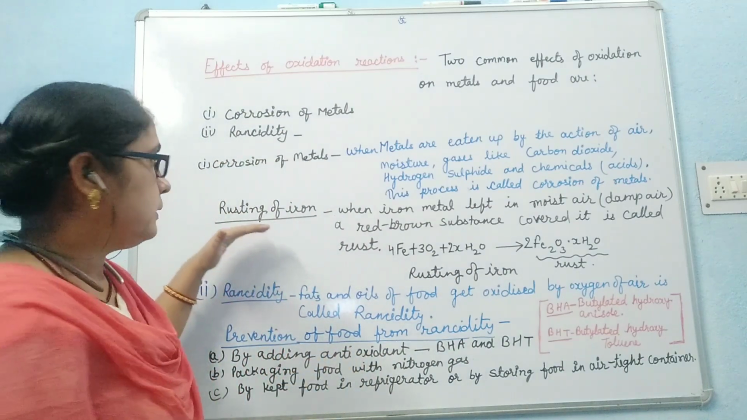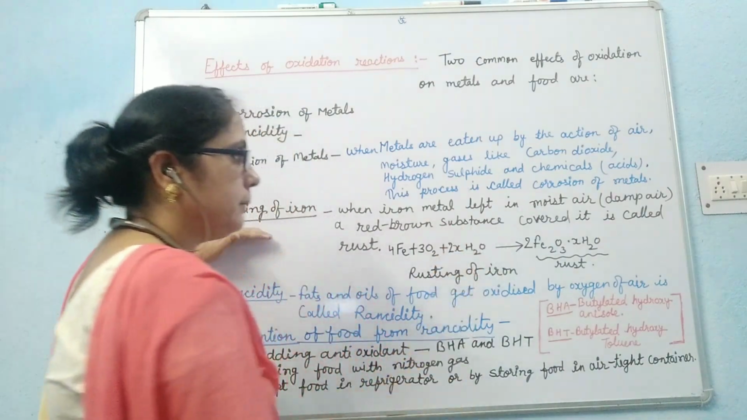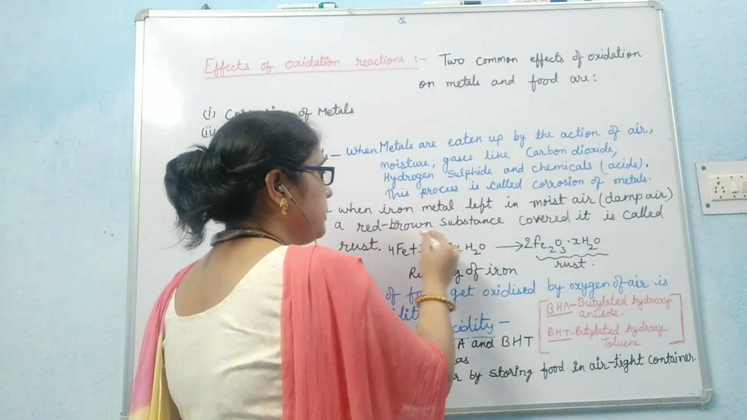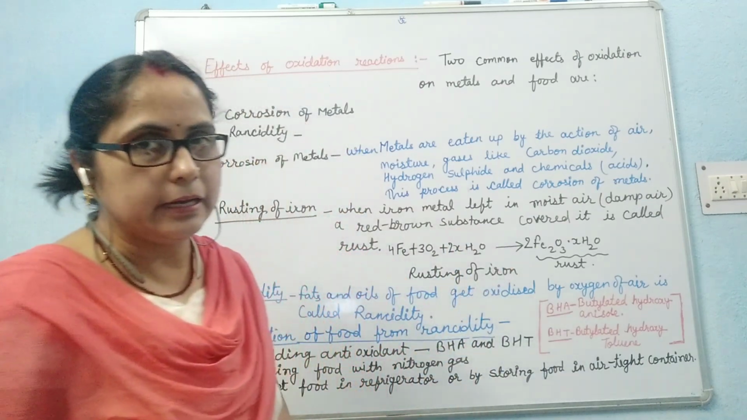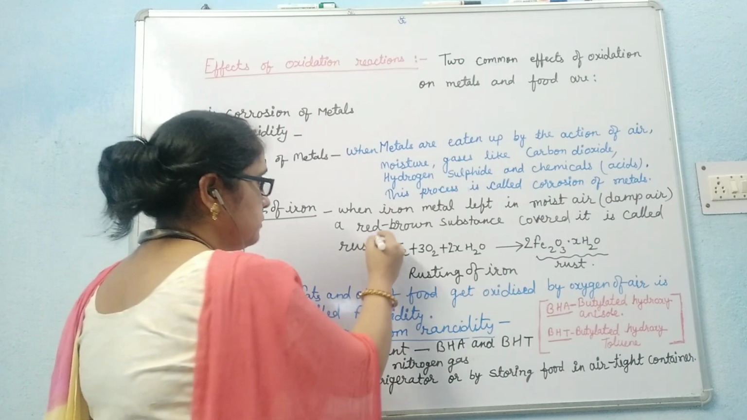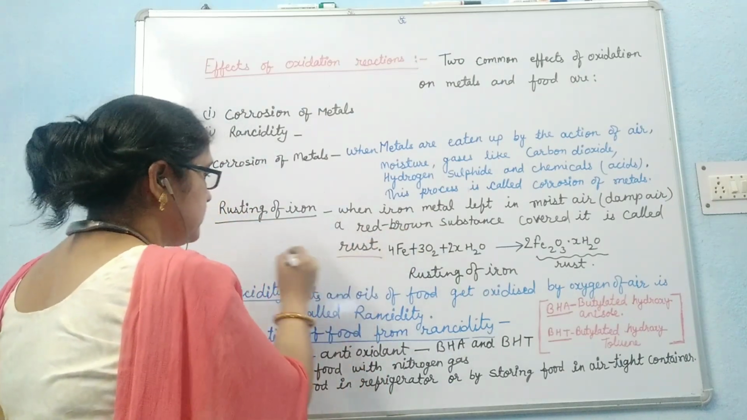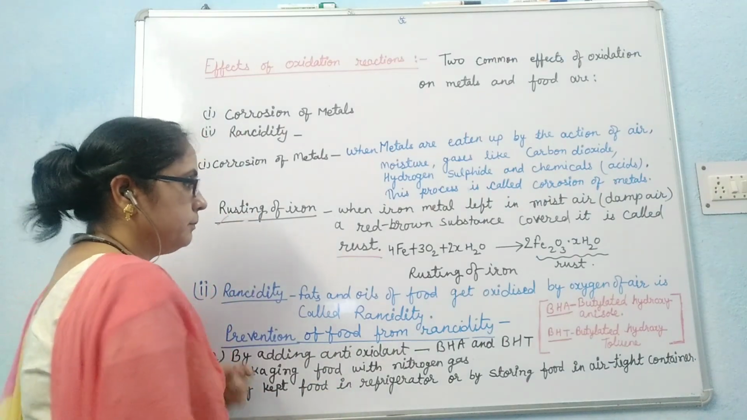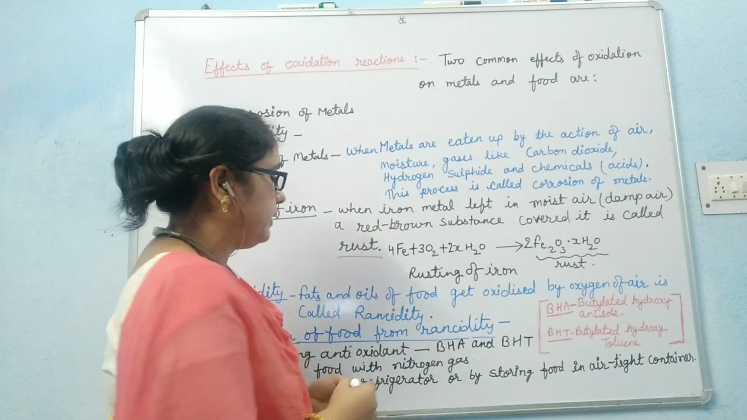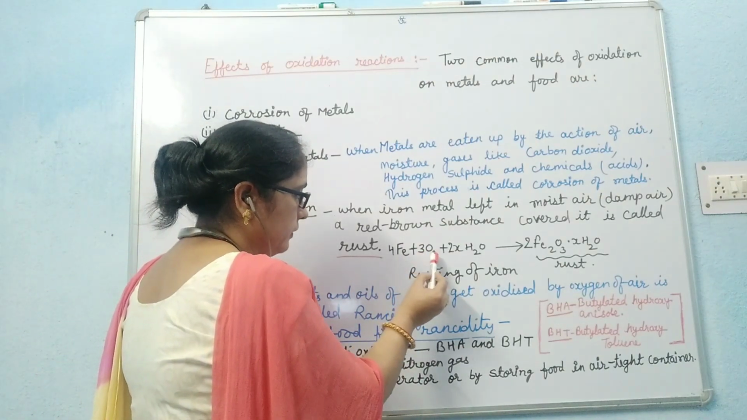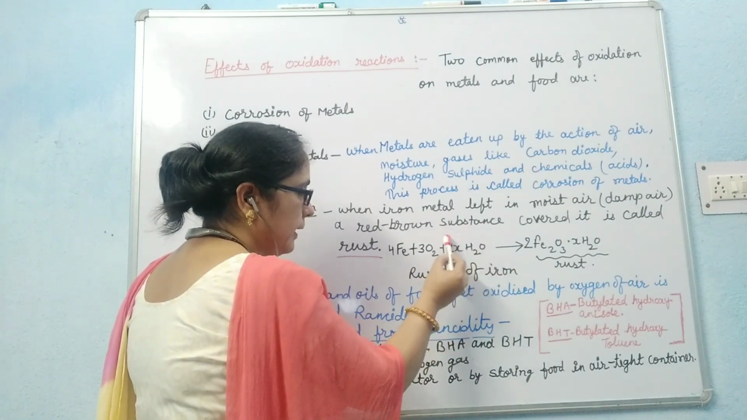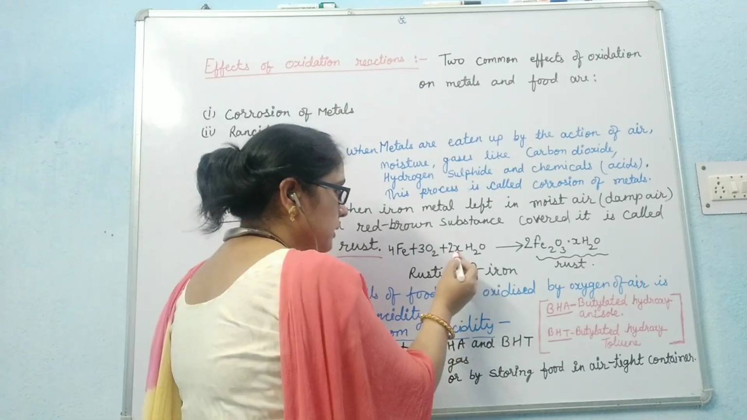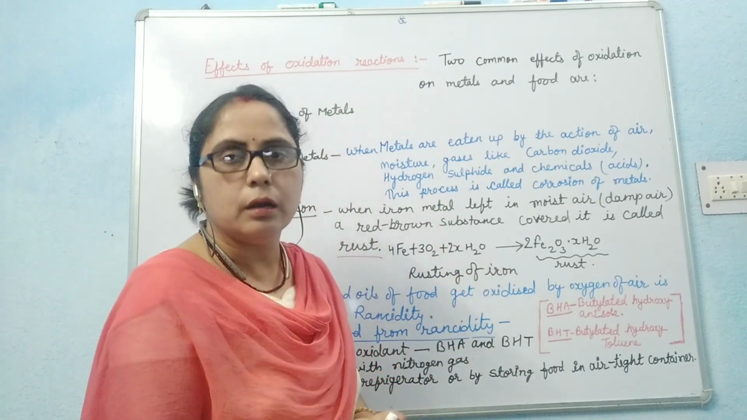And in particular, what is the rusting of iron? When iron metal is left in moist air for a long time, a reddish brown substance covers the iron metal. This reddish brown substance is called rust, and this process is called rusting of iron. A formula of rusting of iron is given here. When an iron object reacts with oxygen and moist air, here xH2O means the water molecules are not fixed, so we use x water molecules. It may be more or less.